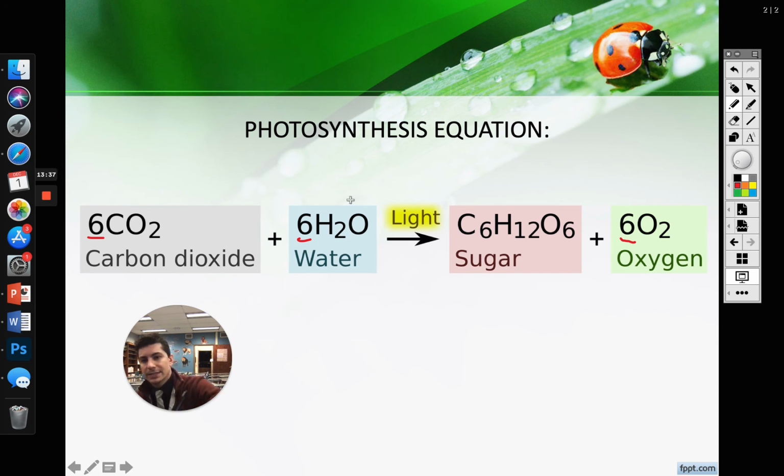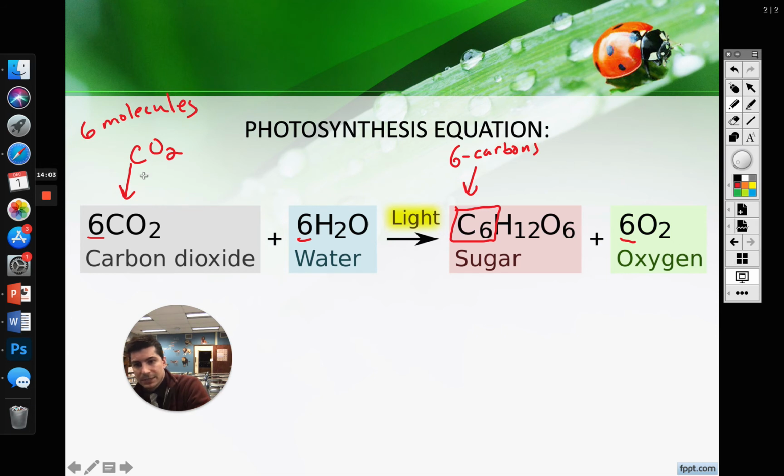What this tells us is that we need 6 molecules of carbon dioxide. We need 6 molecules of water. We will form 6 molecules of oxygen. Why we need 6 is because sugar has 6 carbons. Where do we get those 6 carbons from? Well, from the 6 molecules of carbon dioxide. Because carbon dioxide only has 1 carbon, so we need to get 6 of them in there.